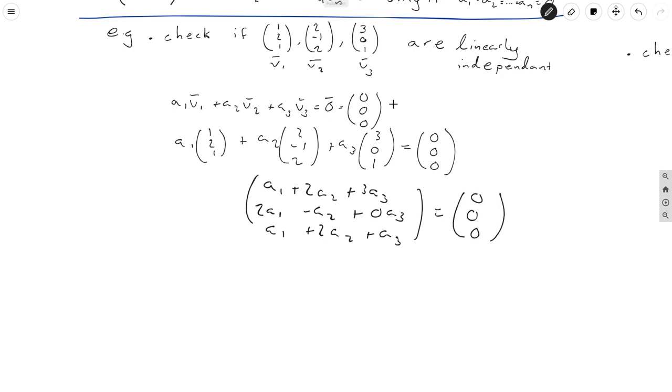And notice that this is a system of linear equations, because we're looking for all values of a1, a2, and a3 which simultaneously make the first component equal to 0, the second component equal to 0, and the third component equal to 0. Okay?